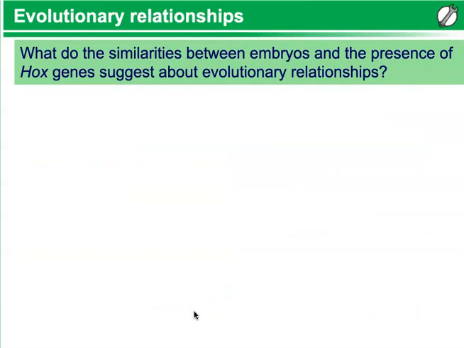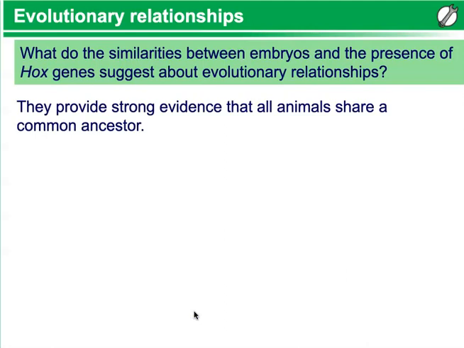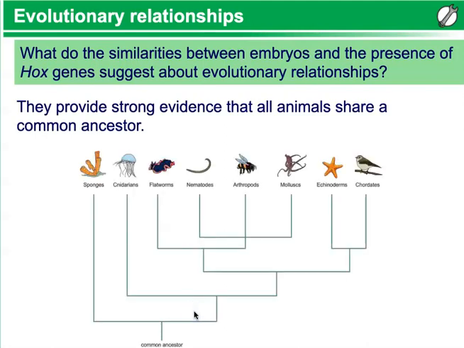Evolutionary relationships. What do the similarities between embryos and the presence of Hox genes suggest about evolutionary relationships? They provide strong evidence that all animals share a common ancestor.